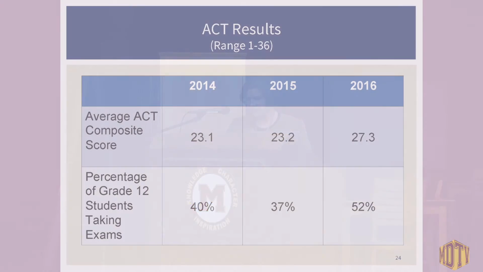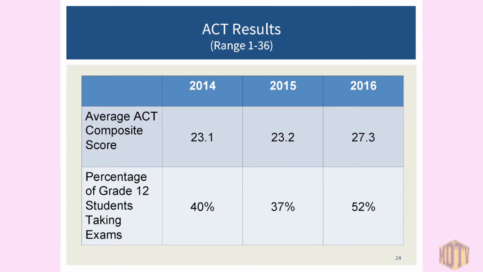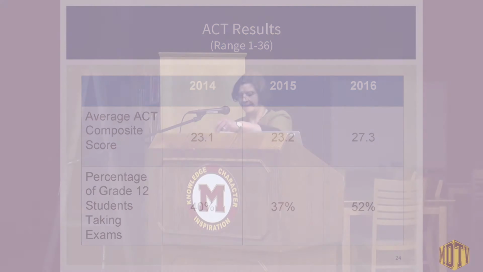And the final slide for the high school scores is the ACT scores. And there's actually been an increase over 3 years in the composite scores of our students here in Madison. And there's been about a 20% increase in grade 12 of students taking the ACT, again noted by the decrease in SATs and then an increase in the ACTs.